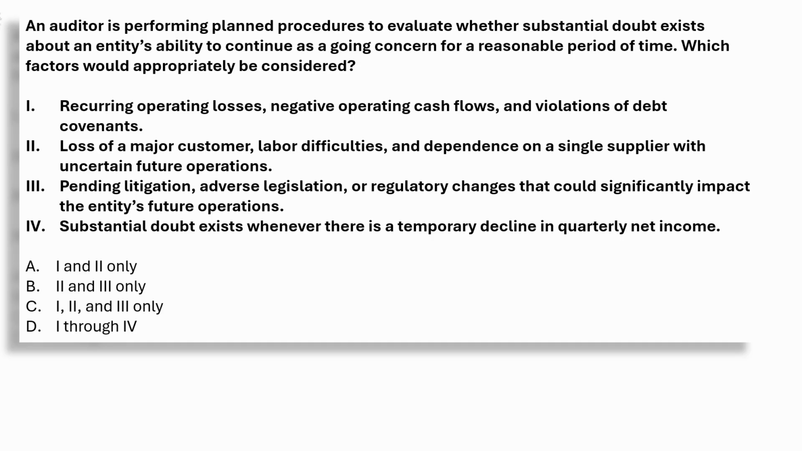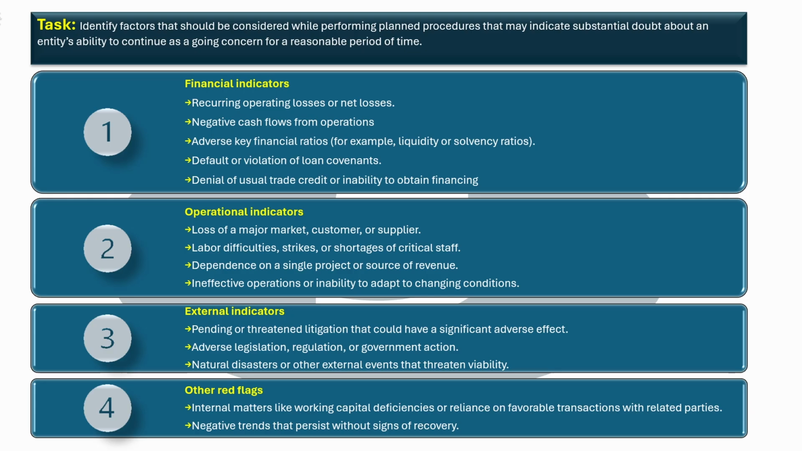Let us look at the exam task on going concern. Identify factors that should be considered while performing planned procedures that may indicate substantial doubt about an entity's ability to continue as a going concern for a reasonable period of time. When auditors perform planned procedures, they must consider whether there are conditions or events that raise substantial doubt about the entity's ability to continue as a going concern for a reasonable period of time, typically 1 year from the date the financial statements are issued.